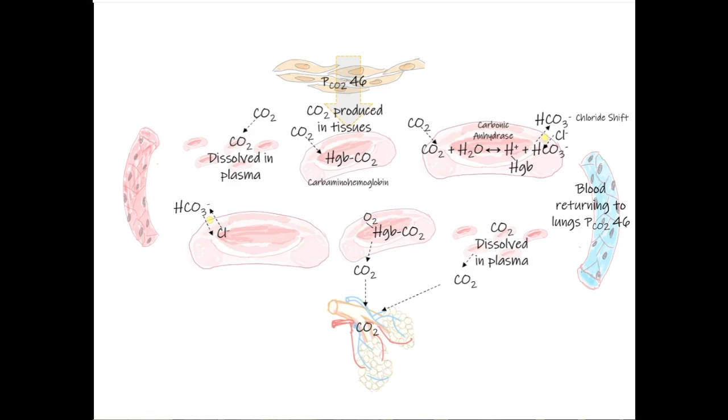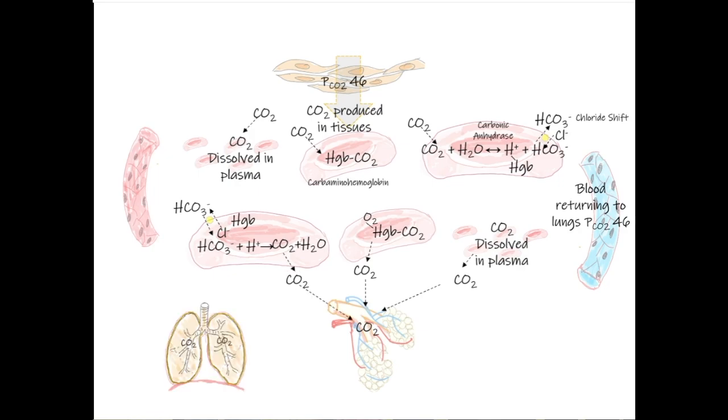Bicarbonate also moves from the plasma back into the red blood cell, while chloride moves back out. Inside the erythrocyte, bicarbonate combines with hydrogen ions that have been released by hemoglobin. Carbonic anhydrase facilitates the reverse reaction, ultimately converting these substances back into carbon dioxide and water. The newly formed carbon dioxide then diffuses out of the blood into the alveoli.